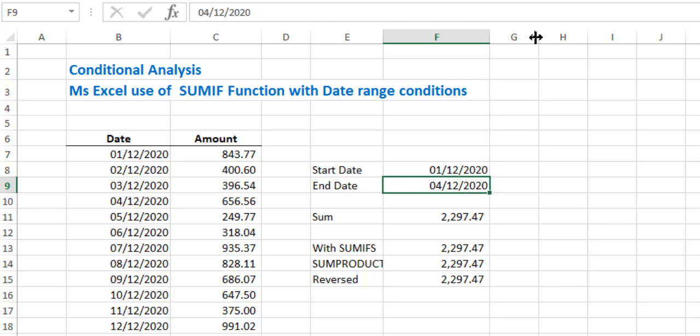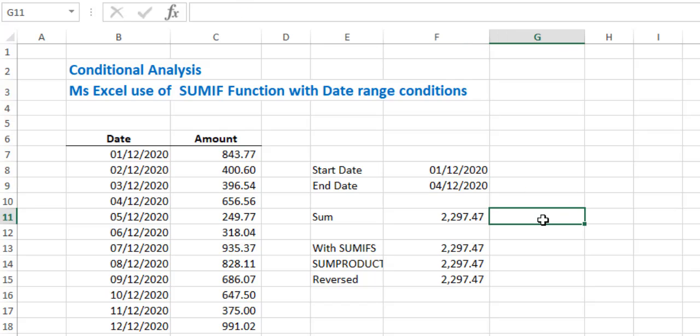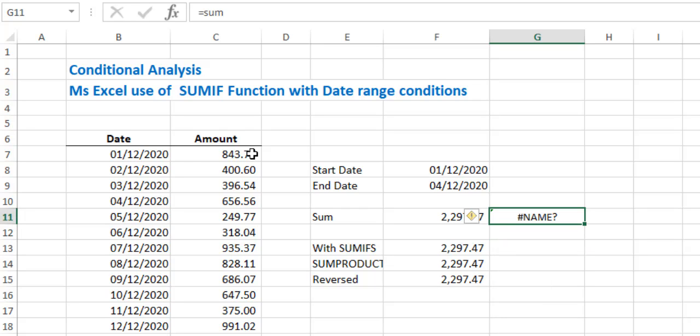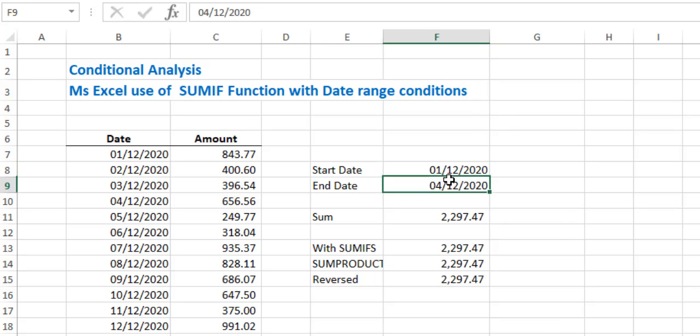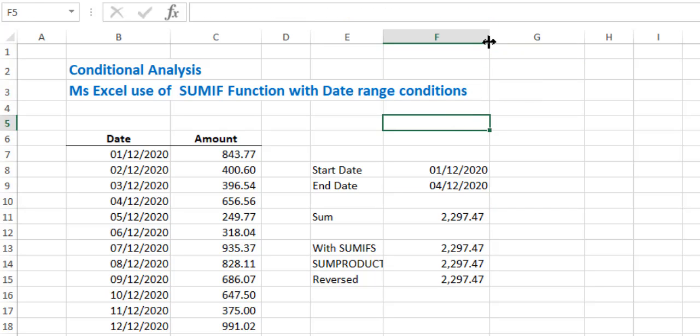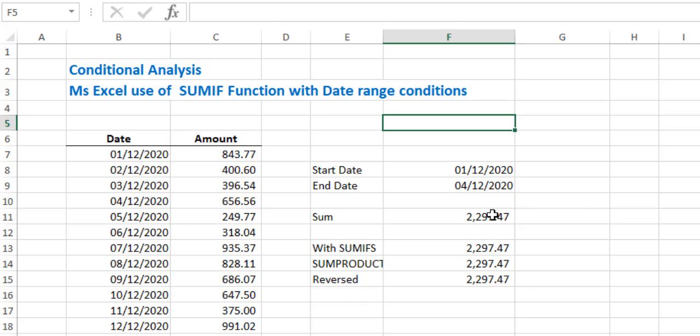If we want to check whether the formula is giving a correct value, let us sum these 4 values, equal to sum from here to these 4 values. Very good, we got the correct answer. This means that this range is working correctly. Now let's see how is this range working.